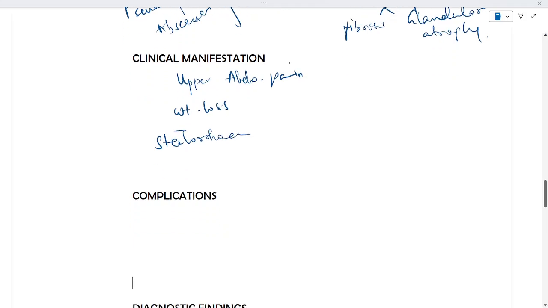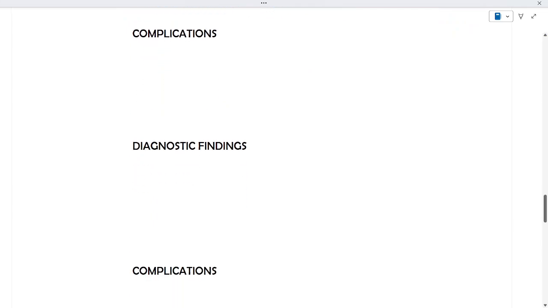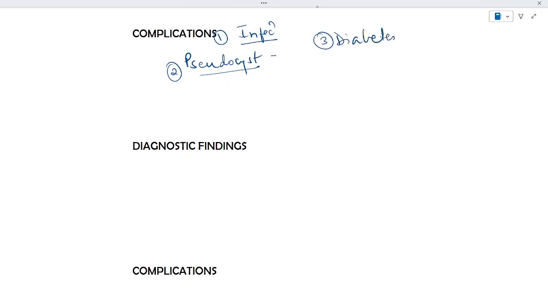Complications: there are certain complications in cases of chronic pancreatitis. The very first one is infection. The pancreas is susceptible to bacteria that can cause infection. Second is pseudocyst, that is debris and fluid that collect in a pocket of the pancreas, and if this cyst pocket ruptures, infection and bleeding can result. Third is diabetes, because of damage to the insulin producing cells. Fourth is pancreatic abscess.